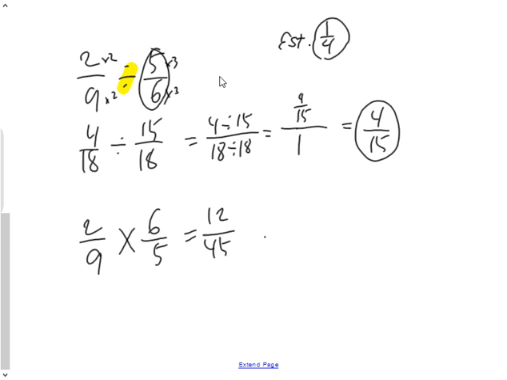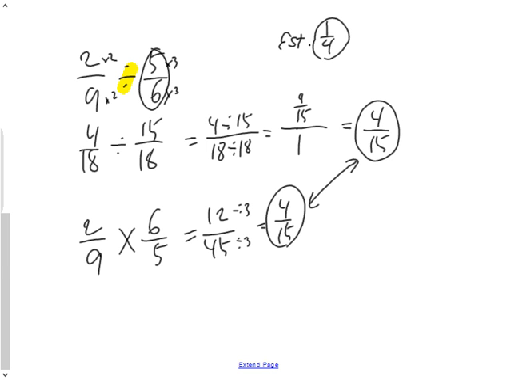The only problem with this is a lot of people look at 12/45 and think it's in lowest terms. But remember your divisibility by 3 rule. If you take 12 and add the digits together, you get the number 3, which means 12 is divisible by 3 because the sum of the digits is a multiple of 3. If I take 45 and add those digits together, I get 9. 9 is also a multiple of 3, so 45 is divisible by 3. Therefore, I divide both by 3. I get 4 over 15, which is the answer I got up here, only in lowest terms.